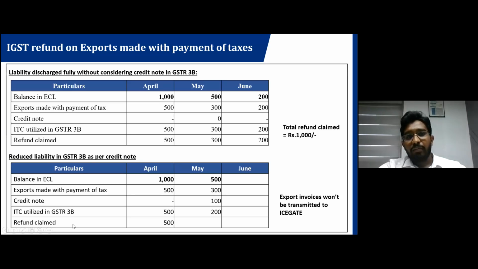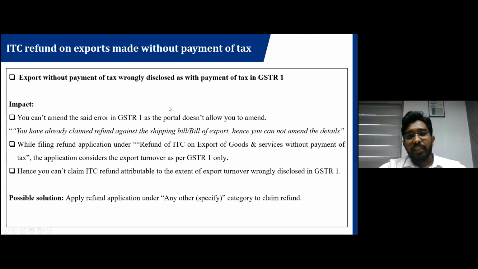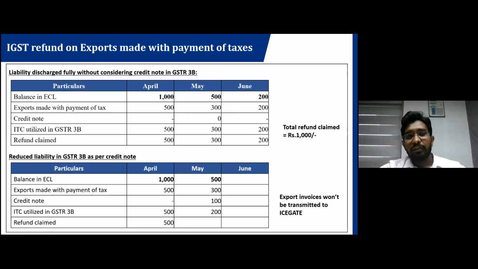What will happen? For example, in April month, these are all the ITC and tax figures, not the turnover figures. Keep that in mind. For April month, my balance in electronic credit ledger is 1000 rupees. I have made a tax payment of 500 rupees in that month. I have paid the same amount and I claimed the same amount, no issue. But coming to May month, my export consignment is returned, which is valuing 100 rupees of tax, for example.